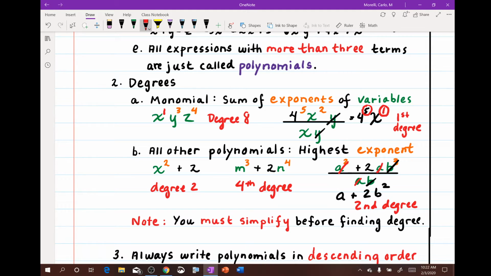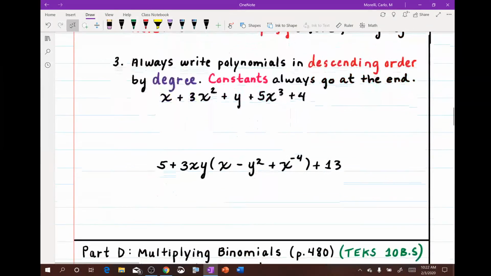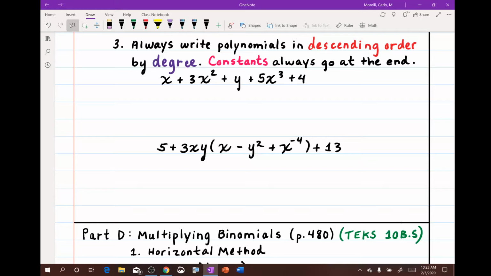Okay, so there's degrees, and then there's the name of it. It's a second degree binomial. Okay, it's possible that you could have, well, let me hold off on that. And keep in mind, you must simplify before finding the degree. You always have to do your simplification and reducing a fraction stuff before you start looking at the degree. Okay, I already mentioned this once, but this is stylistic. We always write polynomials in descending order by exponent, so use the highest exponent first.